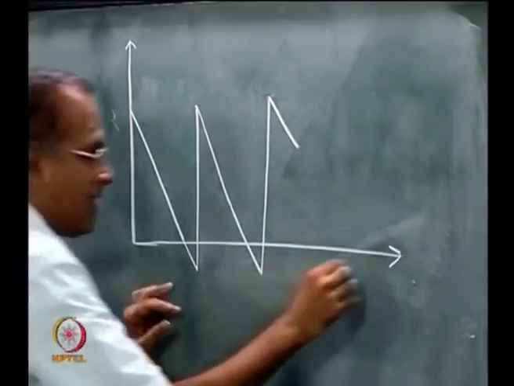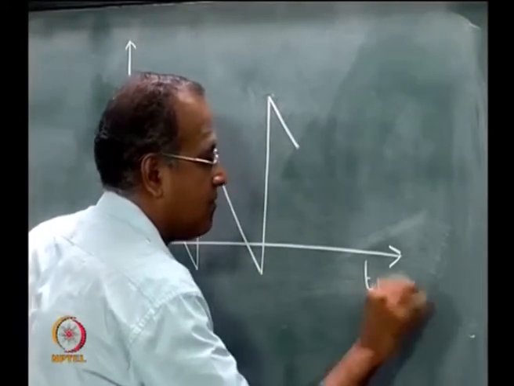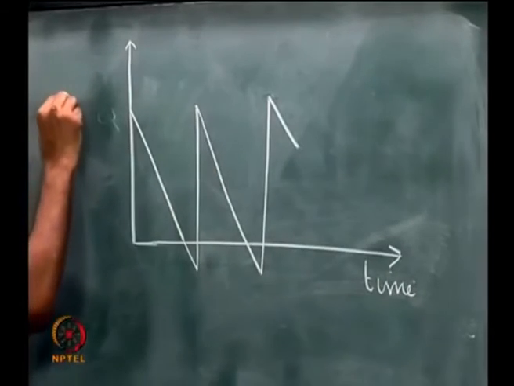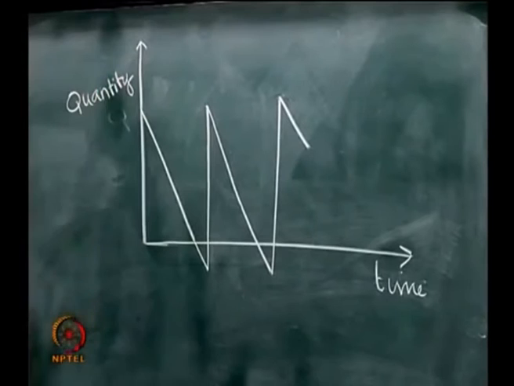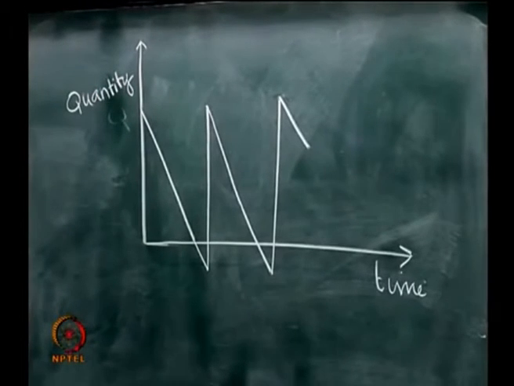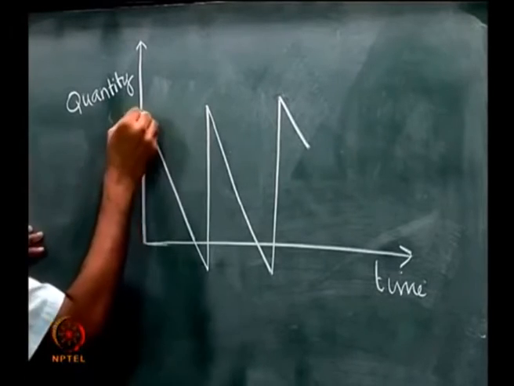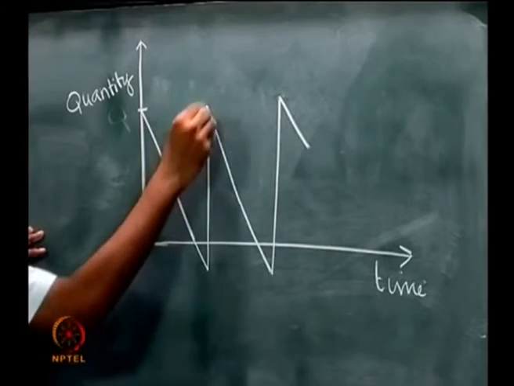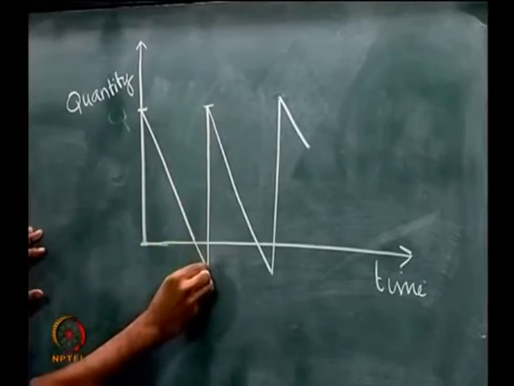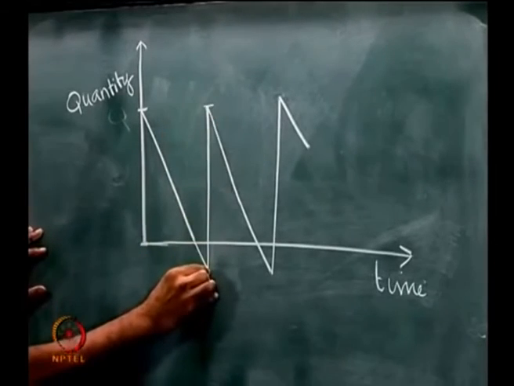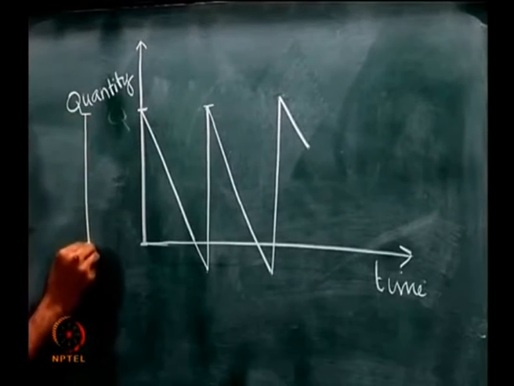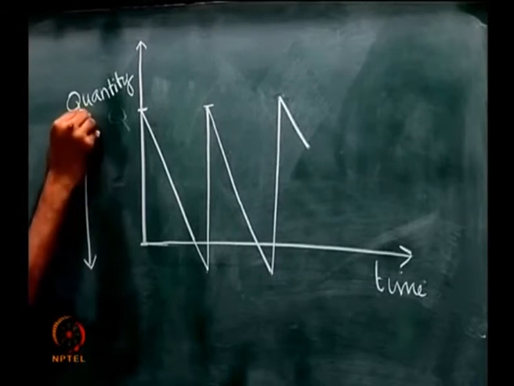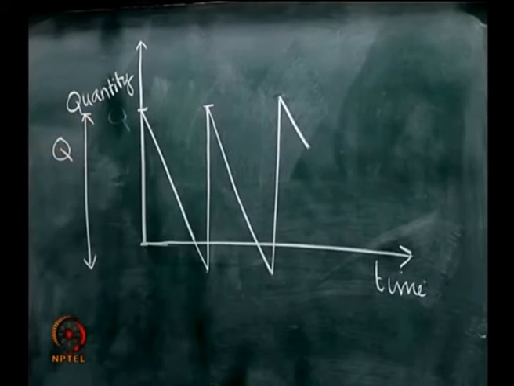So now this is time, this is quantity. Now we are going to use some additional notation. Now this part, the quantity that we order here, this is Q. So Q starts from here, this is what we order. So this is our Q, the order quantity.